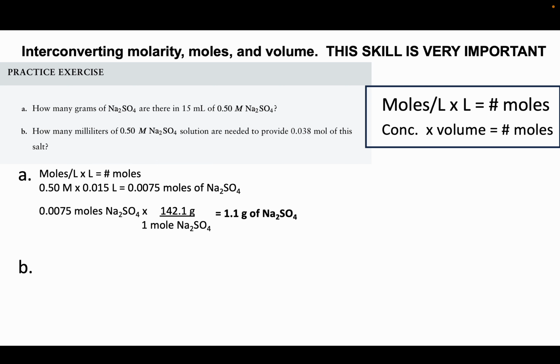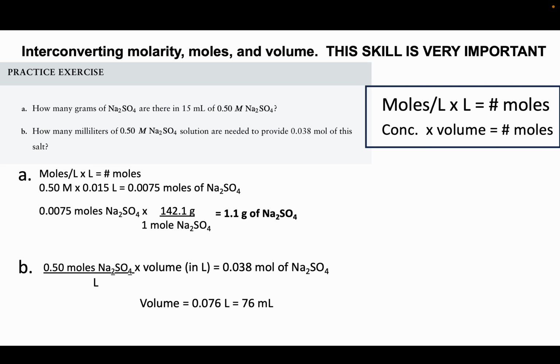Part B is another application of that. If we look within this one, what parts do we have? Well, we see that we have a 0.50 molar solution. We don't know how many milliliters are needed, but we know how many moles we want to obtain. So we've got 2 out of 3 variables. We've got the concentration, we've got the desired number of moles, but we don't have the volume. If we got 2 out of 3, we can solve for the last one. So in this case, you would need 76 milliliters of the 0.50 molar sodium sulfate in order to produce this many moles of the salt.